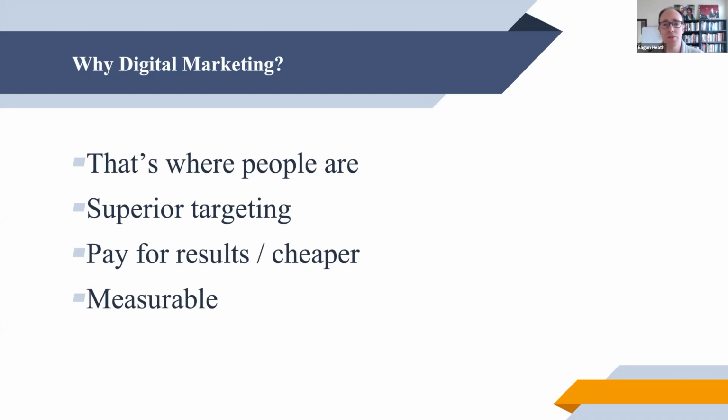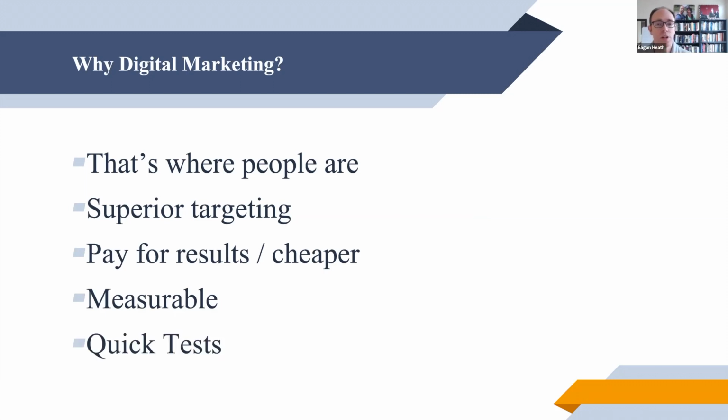Another big reason is it's measurable. So if you've ever done a print flyer or anything like that, and you've sent out 1,000, 10,000, whatever it is, it can be pretty difficult to gauge: did that work? Versus if we're sending people to our website and tracking an action, we can see end to end what was the result, how much do we pay, and how many leads or sales did we get.